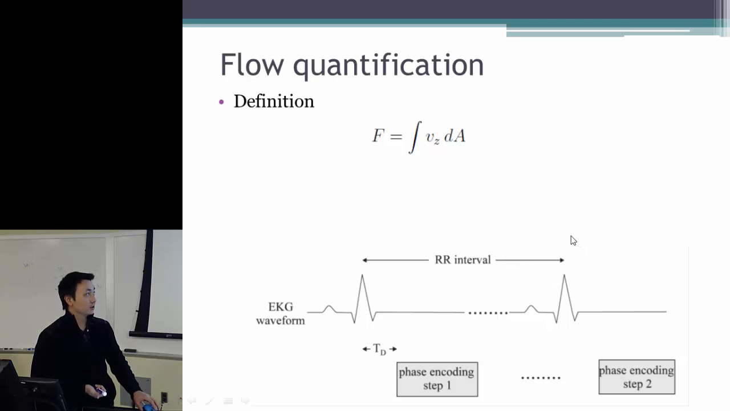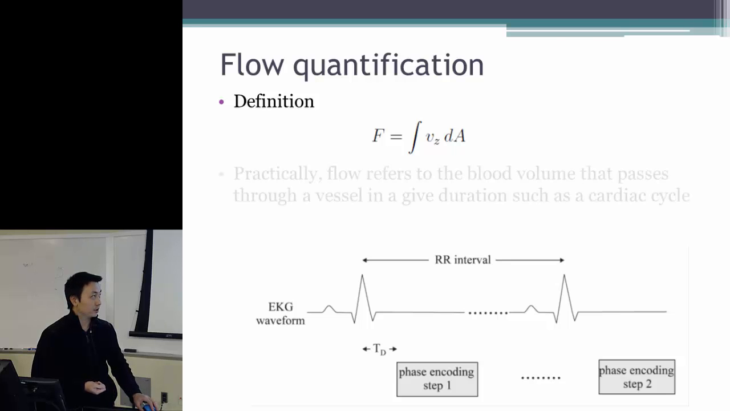Okay, so with phase contrast, we can obtain the velocity of the blood flow, but most of the time, that's one kind of flow quantification, the velocity quantification. On the other hand, it is also very important to understand how much blood is actually going through the vessels within a given period.